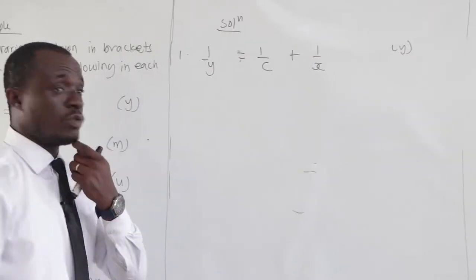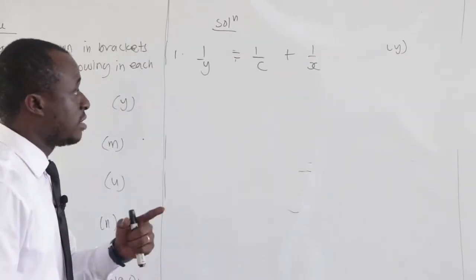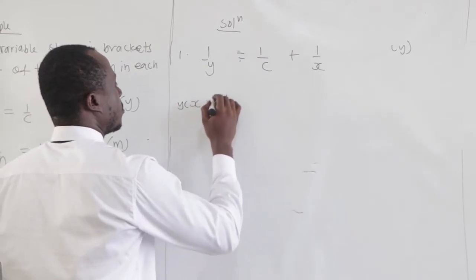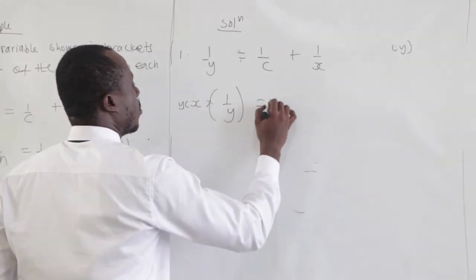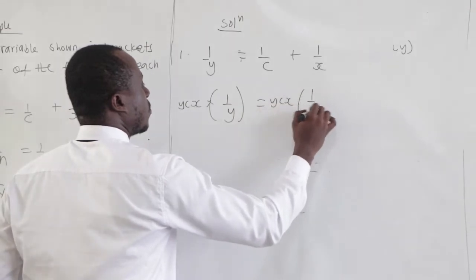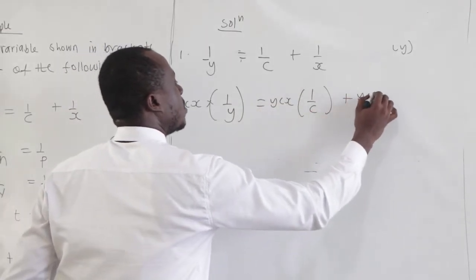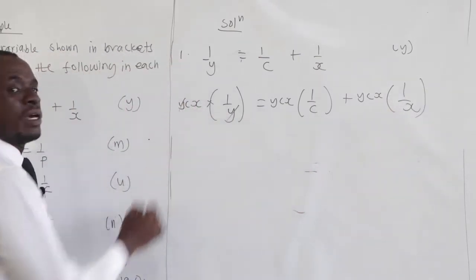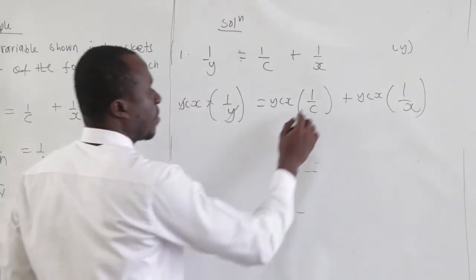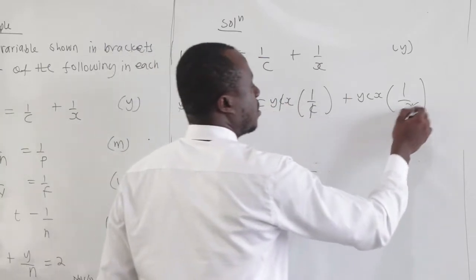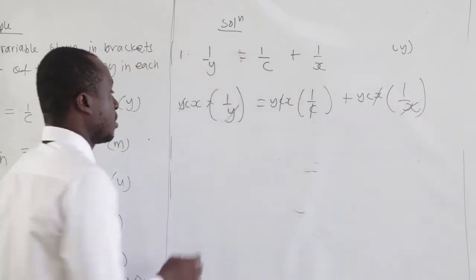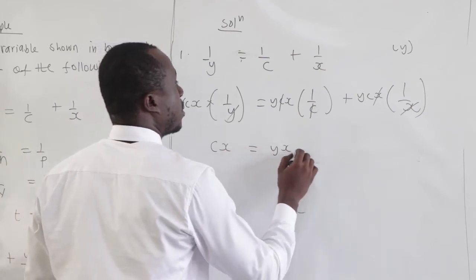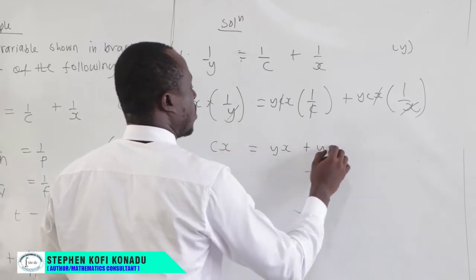We multiply through the LCM, which is ycx. So you have ycx times 1 over y, ycx times 1 over c, ycx times 1 over x. This y will cancel this y. This will cancel this c. This x will cancel that x. So you have cx equal to yx plus yc.